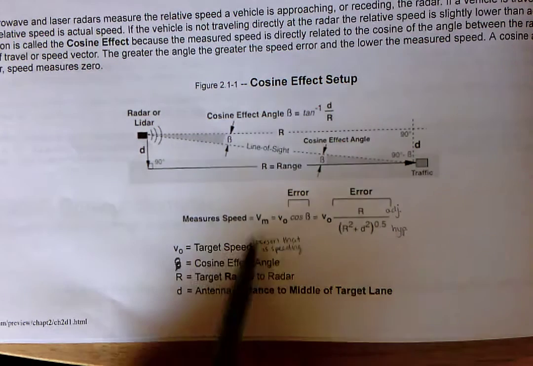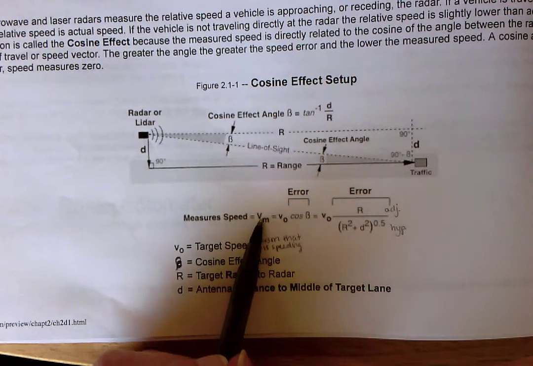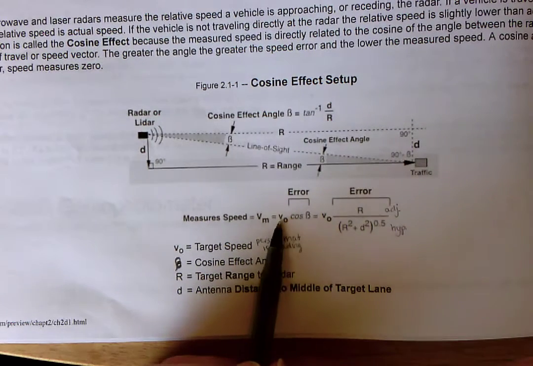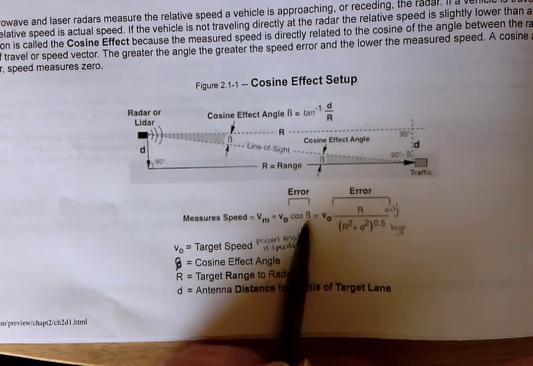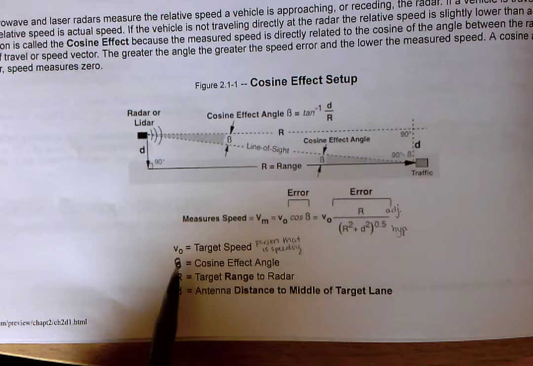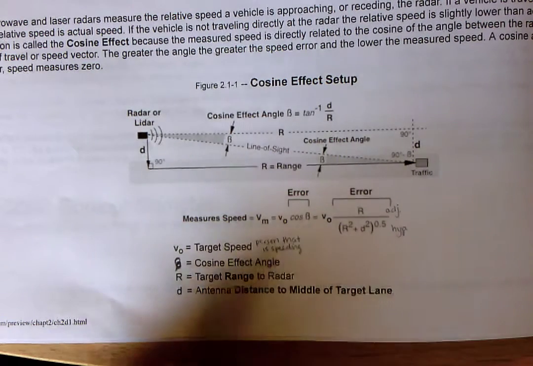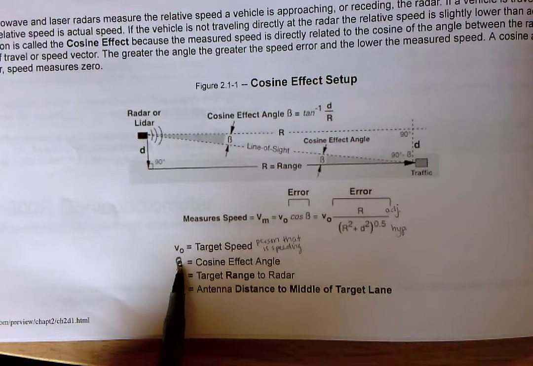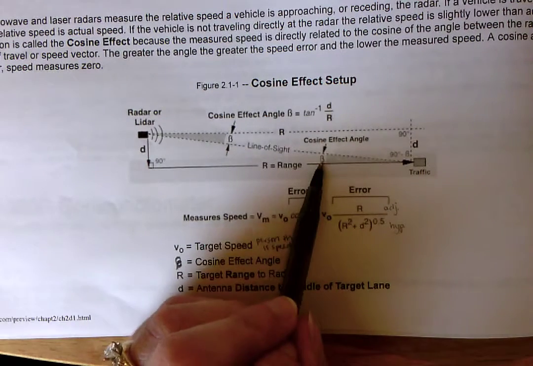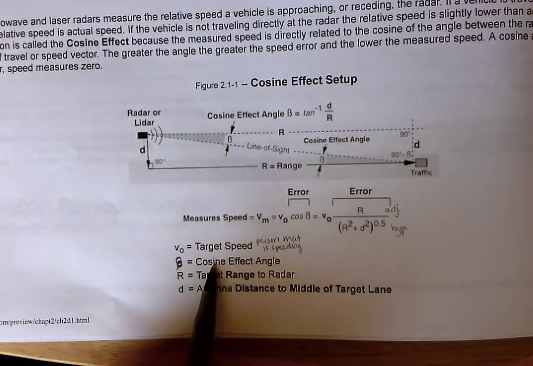Okay? So again, VM is the measured speed. VO is like the actual speed, the target speed. And then that's the angle that the car is to the radar. And you can kind of see here beta, I think they messed that up, but it's supposed to be beta, a little b. So beta is the cosine effect angle.